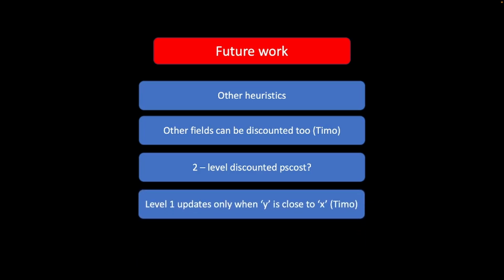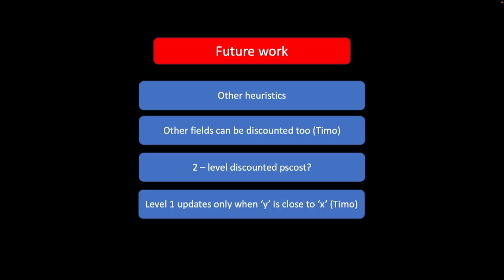And the final one, again from Timo, is that recall the previous graph that I showed you. So we have node X and node Y. When we gave the second level 1 update for variable X, at that point of time, the branching was done on variable Y or node Y. And the idea was that Timo says we should only do that if the variable that we branch second is close to the variable that we branch first.